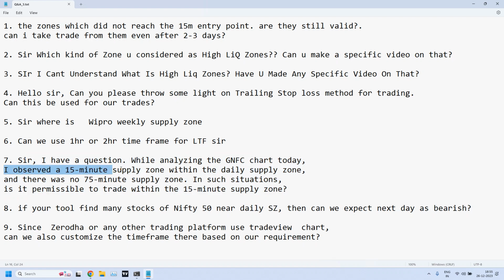I observed a 15-minute supply zone within the daily supply zone and there was no 75-minute supply zone. In such a situation, is it permitted to trade with the 15-minute supply zone? Already we discussed this point earlier in some of our earlier videos. Those videos are available under the playlist NeoStock terminology.